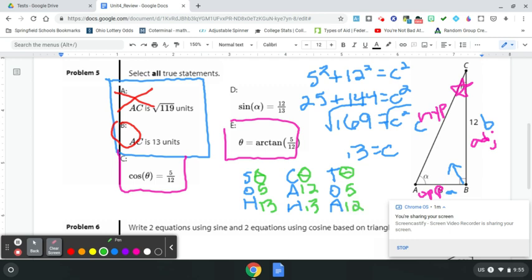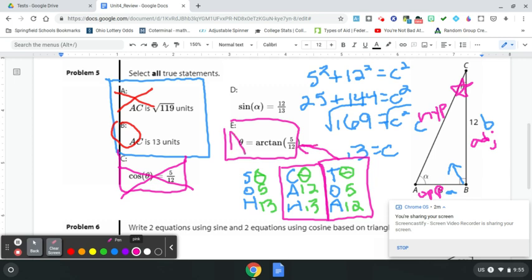So for these two, on part C, they're saying the cosine of theta is 5 over 12. Well, we just found the cosine of theta is 12 over 13. So this one is no good. For part E, they're saying that if I use the arctangent or the inverse tangent of 5 over 12, well, is the tangent 5 over 12? It sure is. So that one works. So far, B and E are the two that are correct.